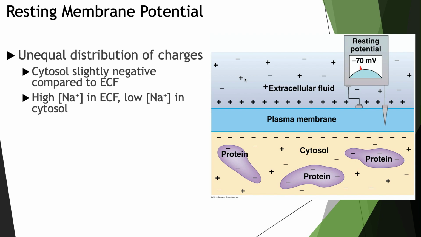I want to start off by talking about the resting membrane potential, which is simply the unequal distribution of charges. In this, the cytosol is highly negative compared to the ECF, or the extracellular fluid, and there's a high sodium concentration in the ECF and a low sodium concentration in the cytosol. Keep in mind that the resting membrane potential is roughly about minus 70 millivolts.